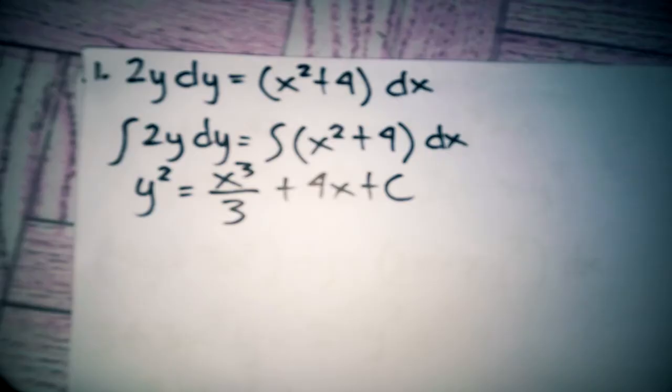Quarter 4, with the last one. Solve the equation 2y dy equals (x squared plus 4) dx. The integral of 2y dy equals the integral of (x squared plus 4) dx. Y squared equals x cubed over 3 plus 4x plus c.